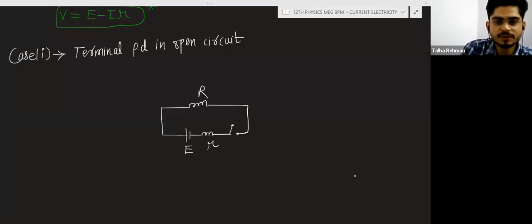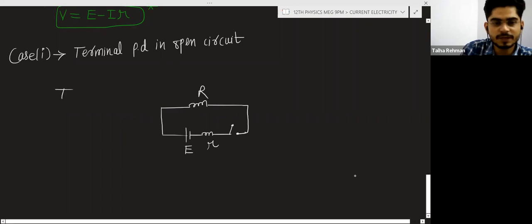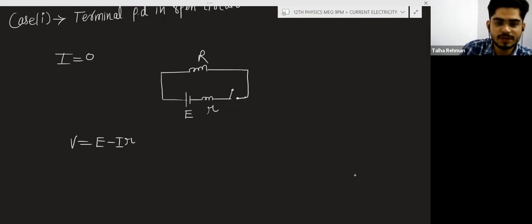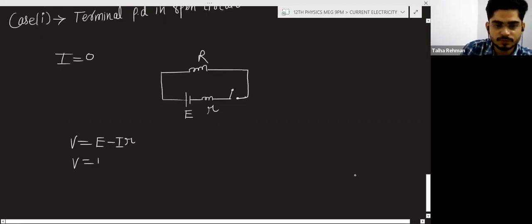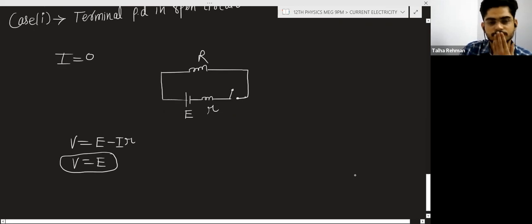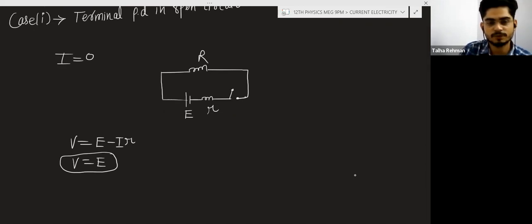So what will happen in open circuit? In open circuit, the current is equal to zero. And to calculate the terminal potential we have the formula E minus I into small r. Put the value of current as zero, and this term I into r becomes zero, so you will get E.